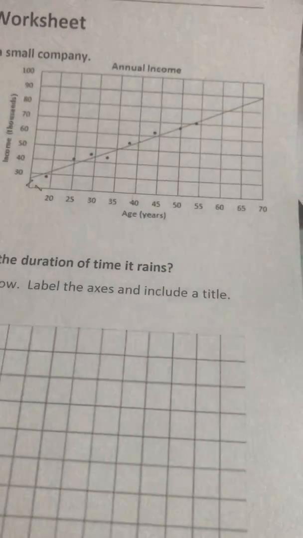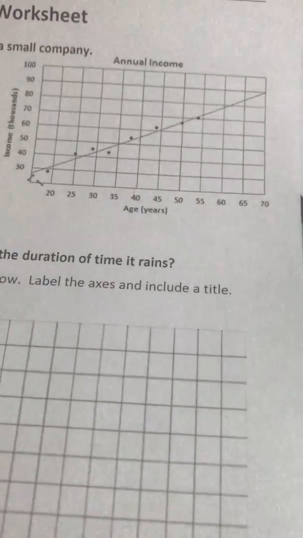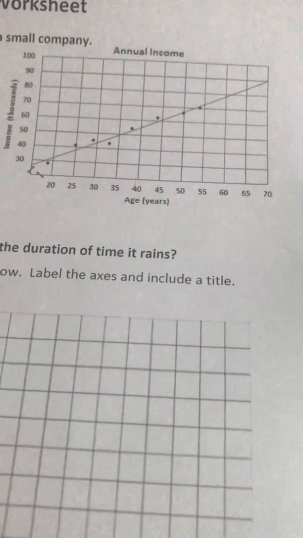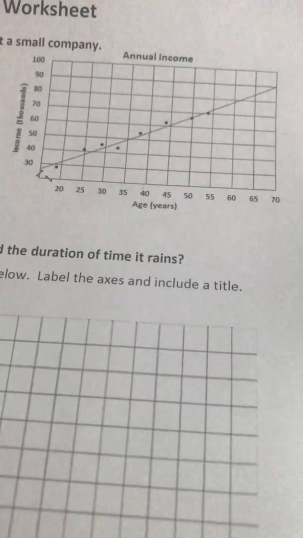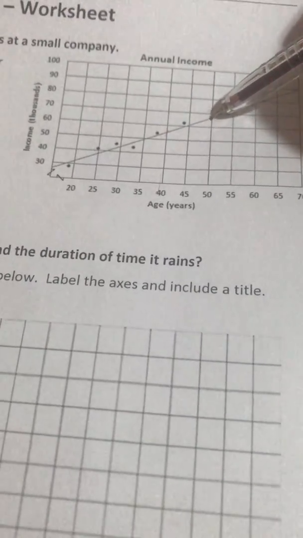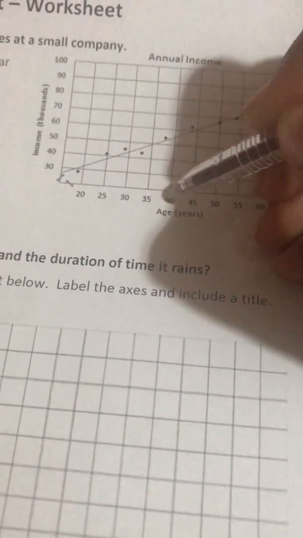A 40-year person is right here. Now, I will use 2 points from the line to find an equation. So which 2 points can I use? This point right here for 50. I don't even know the exact number. But 40 will be here.